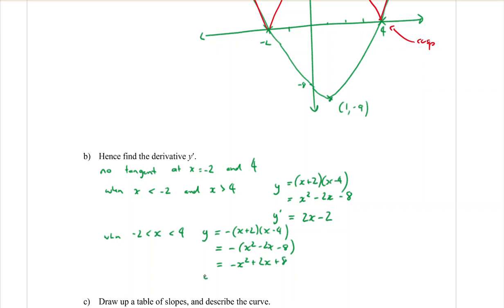And then y dash, my derivative. Please make sure that this stays y when I'm just expanding things. But remember to put your y dash in when you're doing the derivative. So y dash equals negative 2x plus 2.